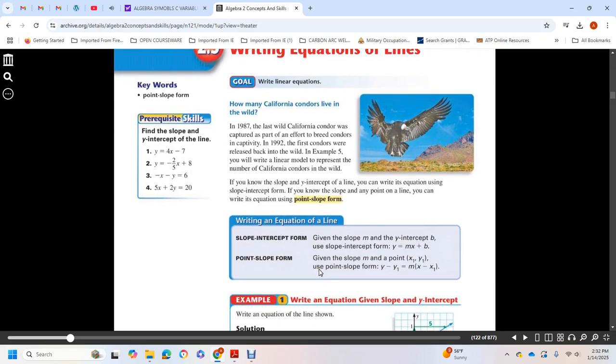Slope-intercept form gives the slope as m and the y-intercept as b. The slope-intercept form is y = mx + b. The point-slope form gives a slope of m and a point (x1, y1). Using the point-slope form, y minus y1 equals m times (x minus x1).